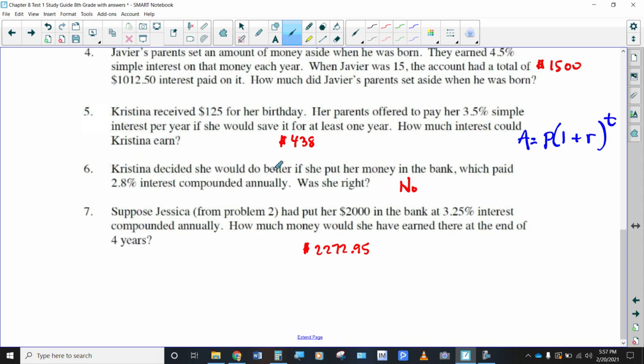Christina decided she would do better if she put her money in the bank, which paid 2.8% interest compounded annually. All right, so this works in conjunction with problem number 5, where we think she's going to earn $438 on an account where she got $125, 3.5% per year. If she were to save it for at least 1 year, how much interest could, what, is that right?